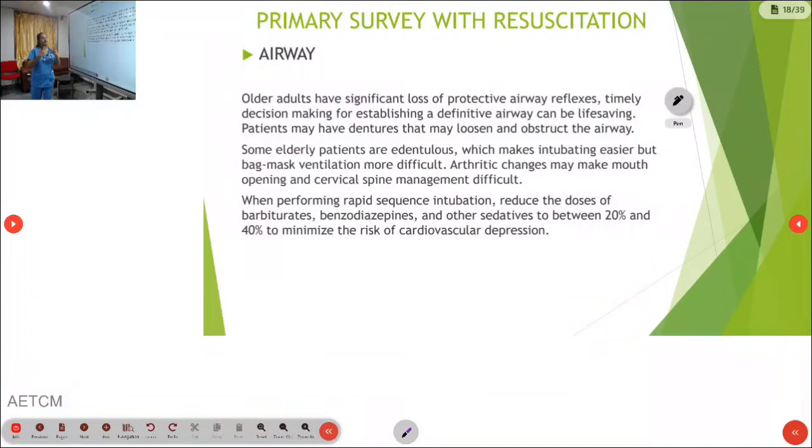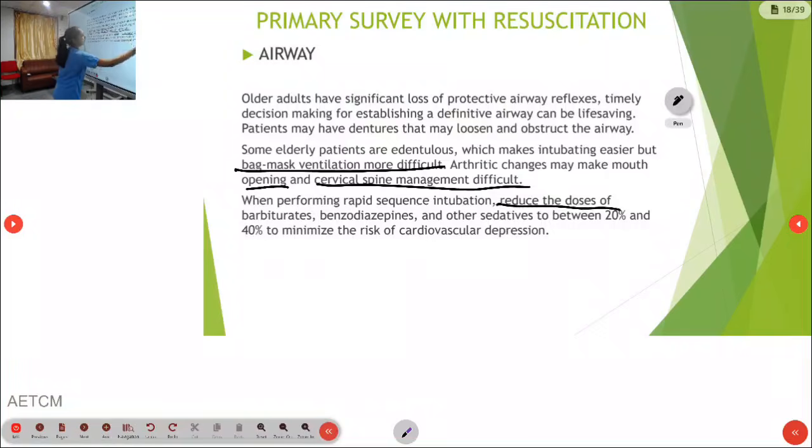Then if the patient is edentulous, meaning they don't have any teeth, intubation will be easier, but bag and mask will be difficult. Due to atherosclerotic changes, mouth opening and cervical spine management will also be difficult. So we have to look for mouth opening, and spinal management will be difficult. We should also reduce the dosages of drugs used for intubation to minimize cardiovascular depression.